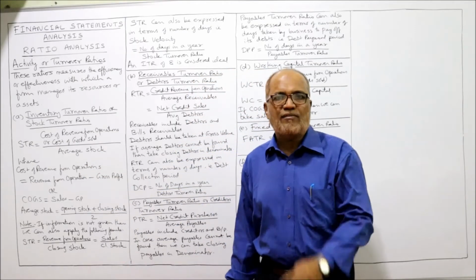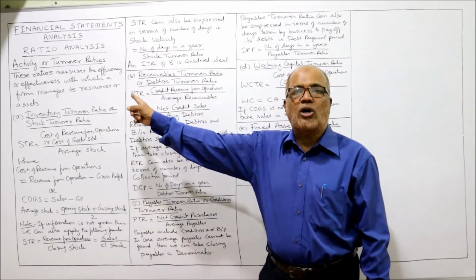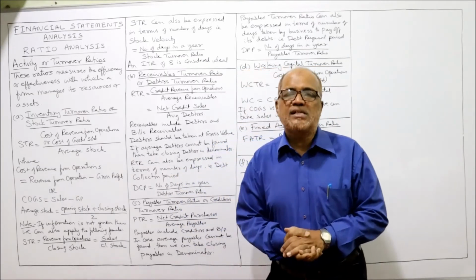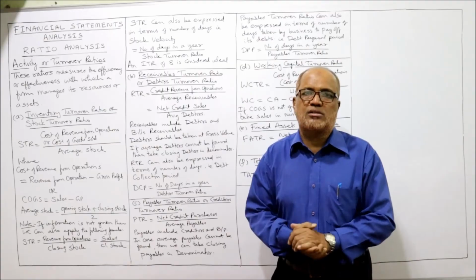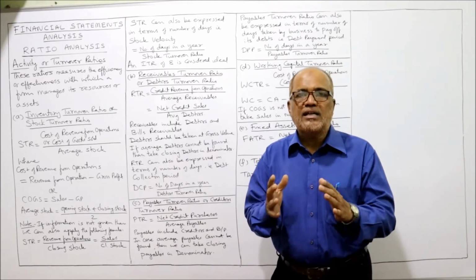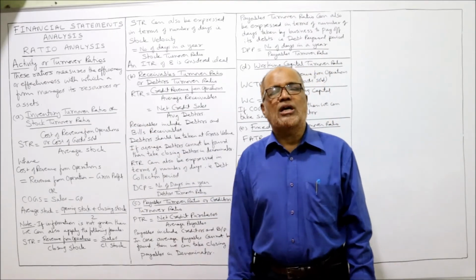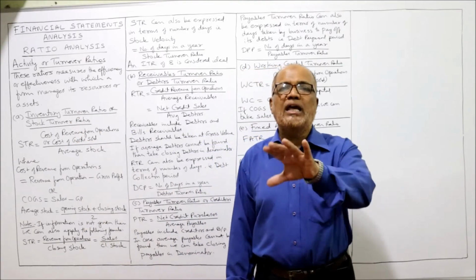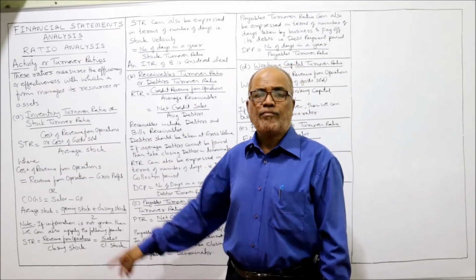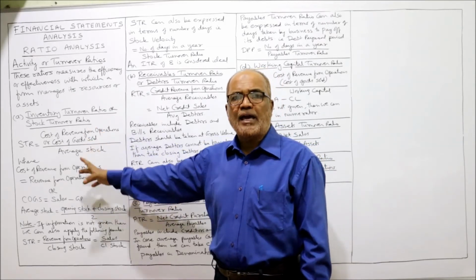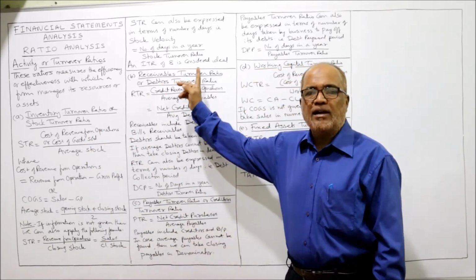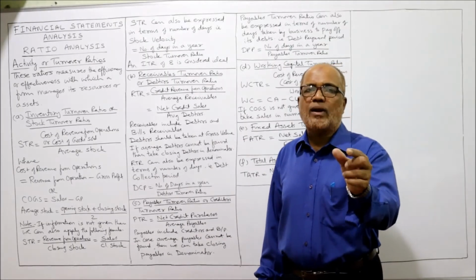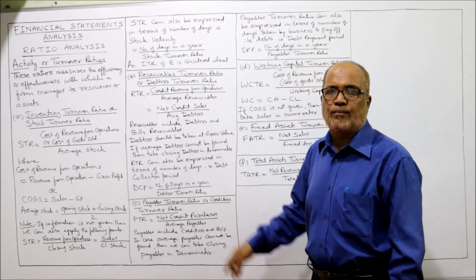Now the activity or turnover ratios explain how effectively the business has utilized its resources. This we can test by using activity or turnover ratios. The first is stock turnover ratio or inventory turnover ratio: cost of goods sold divided by average stock. Then the second one, receivables turnover ratio or debtors turnover ratio.